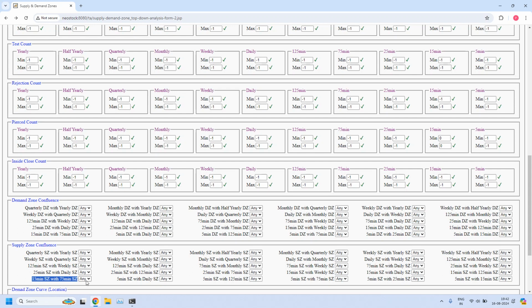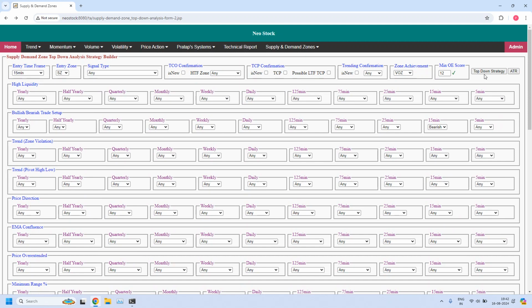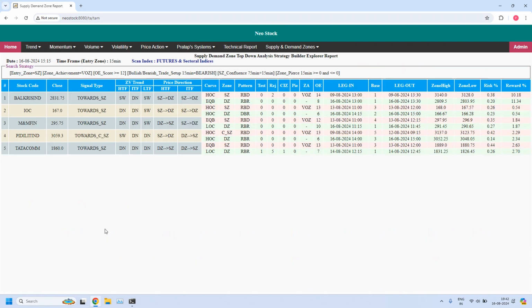So 15 minutes supply zone with 75 minutes supply zone I enabled. Now let's filter the stocks. So 5 stocks are having confluence. Out of the 8, 5 are supporting a zone confluence, 15 minutes and 75 minutes supply zone confluence.